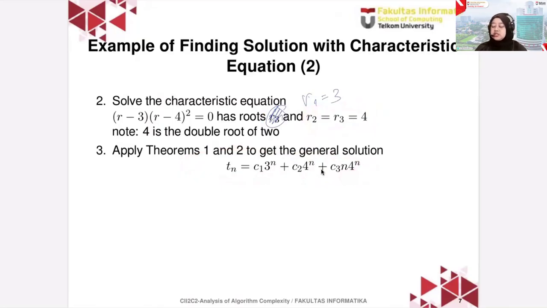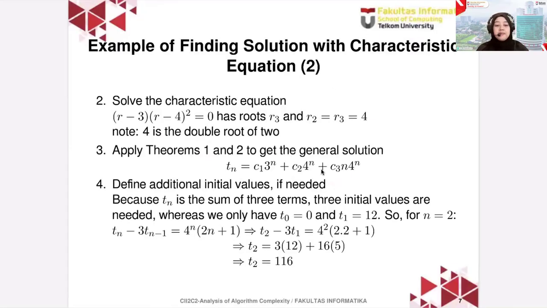Okay, so this is the general equation, and then we go back to the base cases to find c1, c2, and c3. But we know that in the base cases before, we have T0 and T1. Now we have c1, c2, and c3, so we have three constants that we need to find the values of. But we only have two base cases, so we need to find another one.